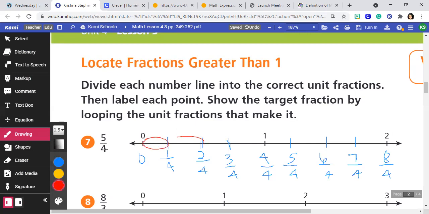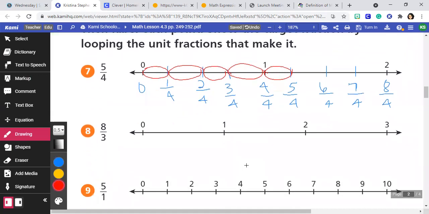1, 2, 3, 4, 5. Very much like what we did on the other page, only this time our fractions are greater than 1. Okie dokie. Number 8. Let's take a look at our denominator.